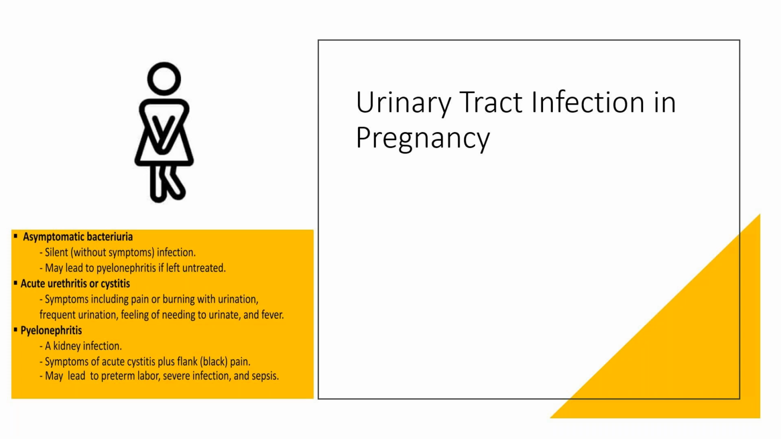It may be seen as acute cystitis, and symptoms include pain or burning with urination, frequent urination and a feeling of needing to urinate, and fever. And pyelonephritis, which is the more severe case, involves the kidney, obviously, and symptoms of acute cystitis plus back pain, and may lead to preterm labor, severe infection, and sepsis.